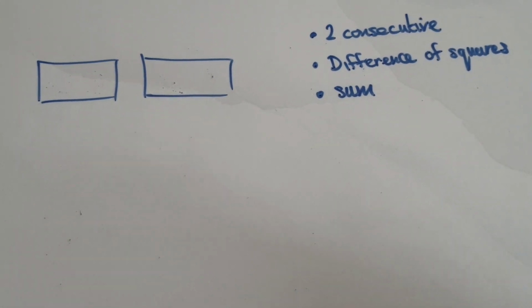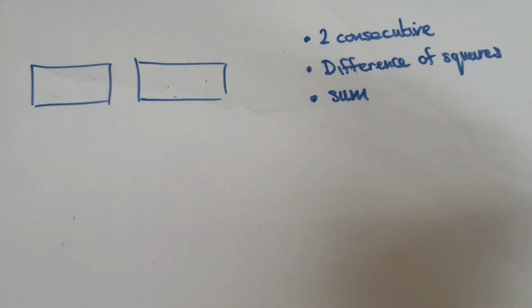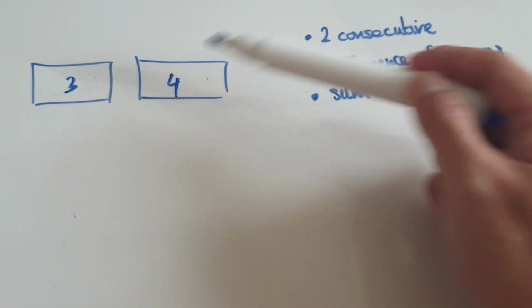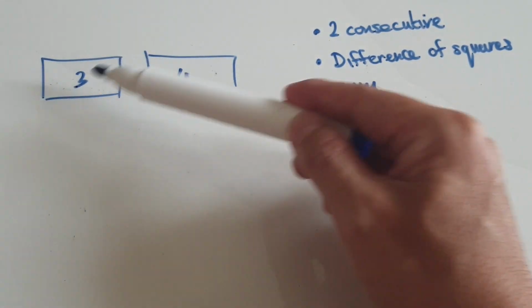Here's another example of proofs. So, two consecutive positive whole numbers. So for example, 3 and 4. When you take the difference of their squares, it equals the sum of the two original numbers.